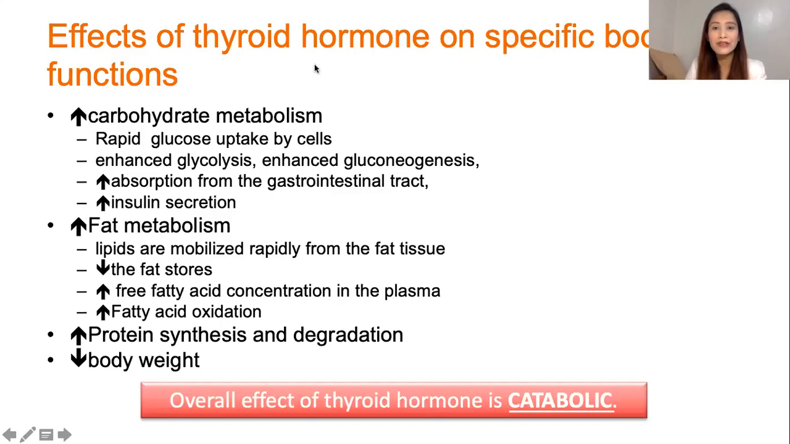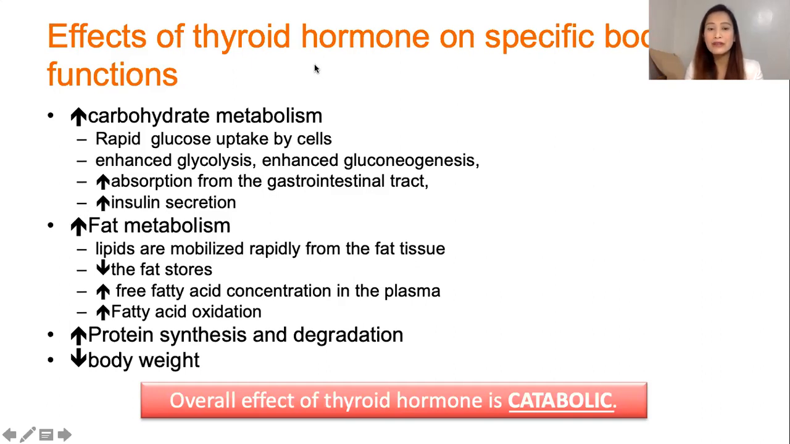Okay. What are the effects of thyroid hormones on specific body functions? So in terms of carbohydrate metabolism, there's rapid glucose uptake by the cells, everything is enhanced, both glycolysis, gluconeogenesis, even glycogenolysis. Some patients will actually manifest with diabetes as well, no? Although hyperthyroidism is not famous for secondary diabetes, but they can coexist as well. There's also increased absorption from the GI tract, increased insulin secretion, everything is increased.